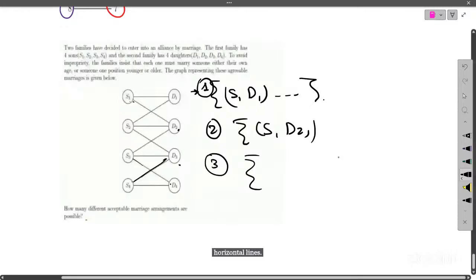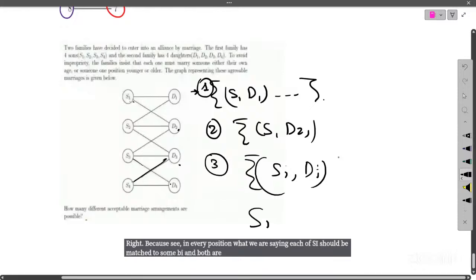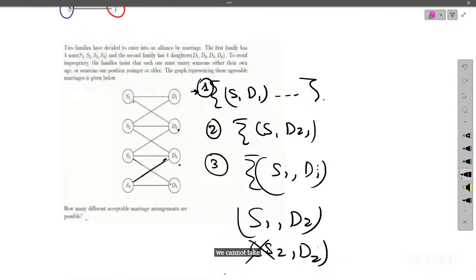Right. Because in every position, each Si should be matched to some Di, and both are different. I mean, if S1 is matched to D2, then we cannot match S2 to D2. We cannot take this into the same pair. But we can do S1 to D1, or S1 to D2, and S2 to D1 we can do. One person can marry only a single person. That's the condition the question has given.